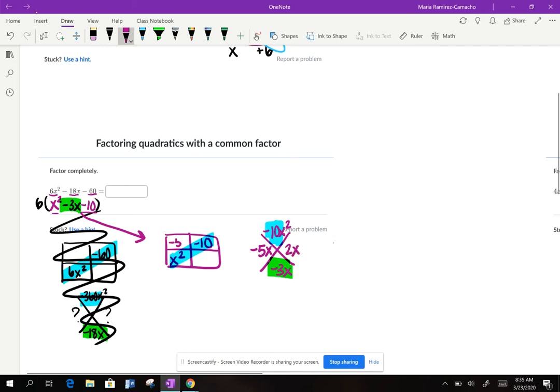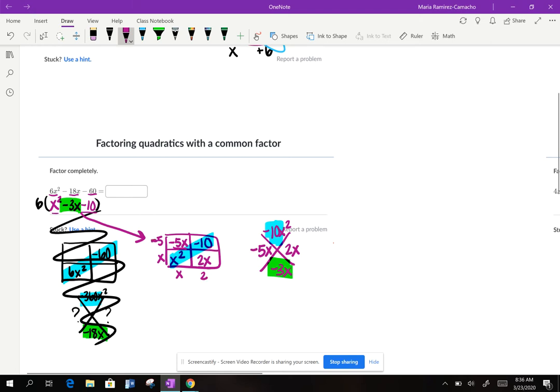Okay, put those back into the rectangle, not the original, but the one that we have now. And find the length and the width. X times x is x squared. X times negative 5 gives you negative 5x. X times 2 gives you 2x.